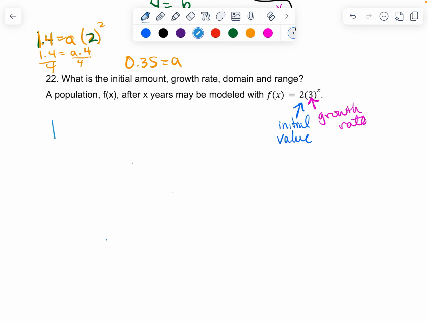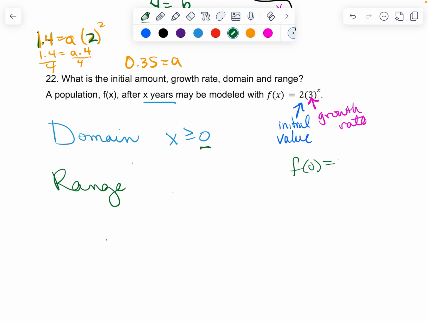Our domain. We're talking about years. You cannot have a year in the negatives. Our range. Well, if this is the smallest x value, we've got to plug that in. So f of 0 equals 2 times 3 to the 0 power. Well, that's 2 times 3? No, it is not. It's 2 times 1, so it's 2. So y is greater than or equal to 2.